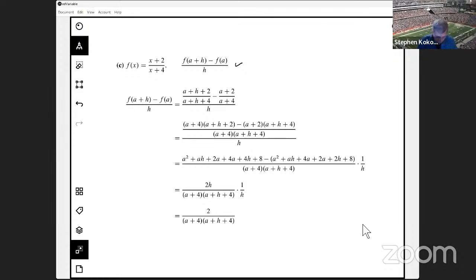And I'm going to try to simplify this difference quotient with the same goal in mind, that is, trying to get rid of that h in the denominator. Okay. Don't let me make a mistake on this one, Curtis. I'm going to evaluate f at a plus h, and I think I did that correctly: a plus h plus 2 divided by a plus h plus 4. I'm going to subtract off f of a, and there's the lonely h in the denominator.